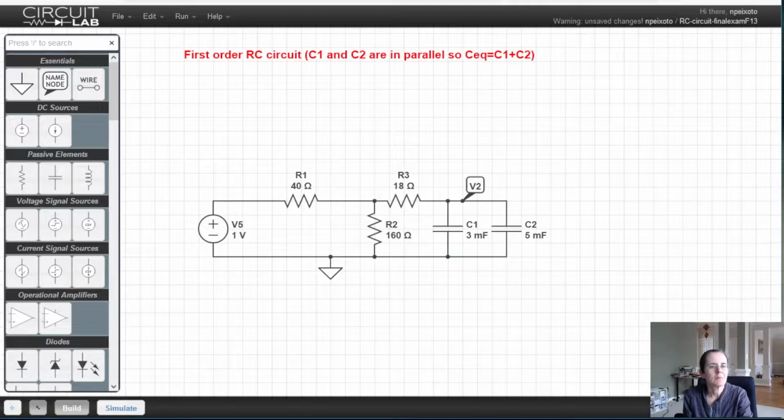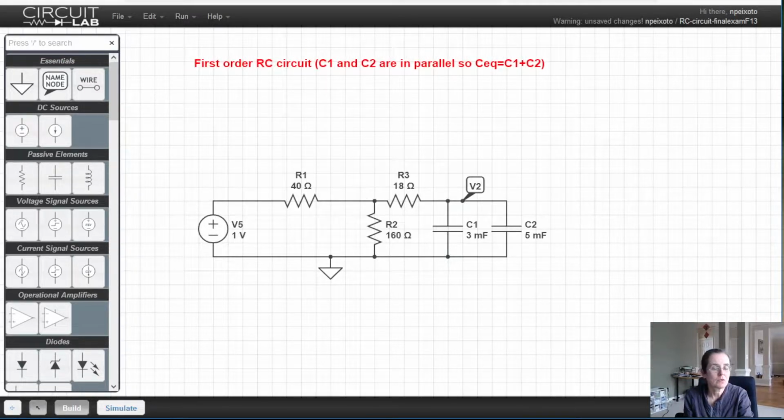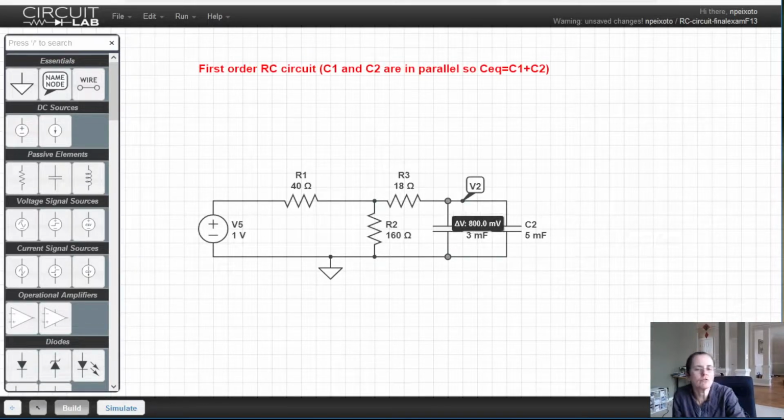And this, I put here first order, it's a first order RC circuit, because even though there are 2 capacitors, and just today in class I said RC circuits only have 1 storage element, these capacitors are in parallel, so they are added up to the equivalent capacitance of 8 millifarads here. Capacitors in parallel add up, capacitors in series behave just like resistors in parallel.